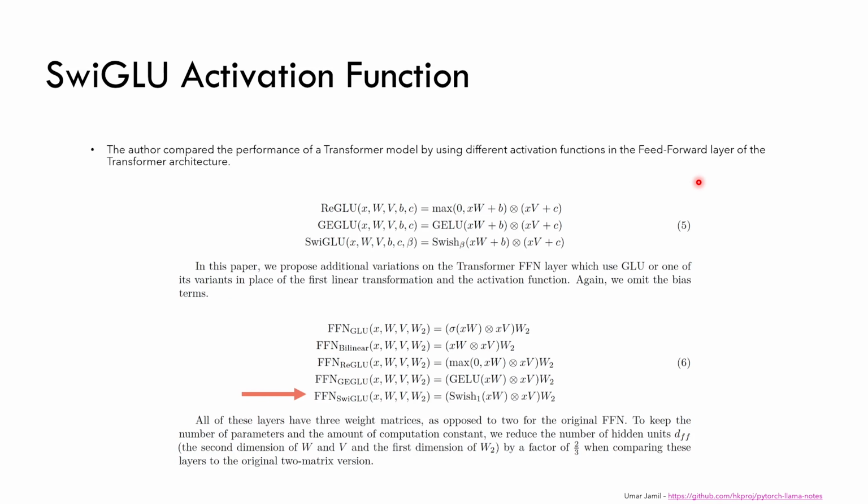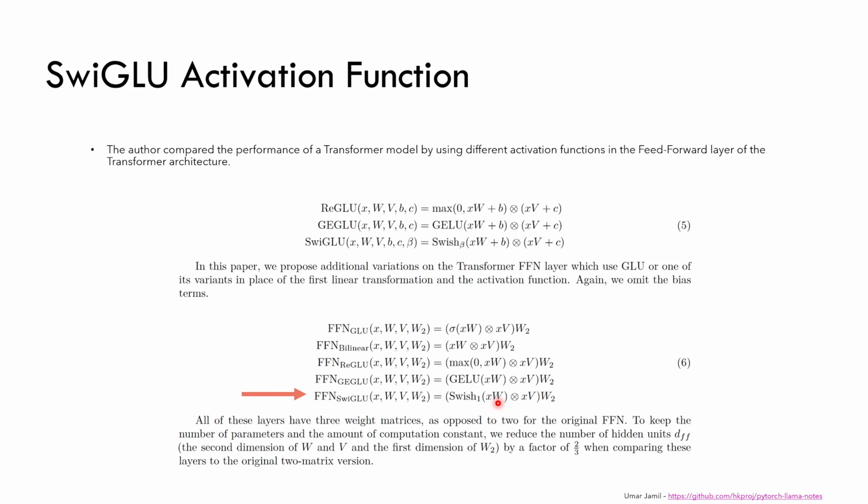The author compared the performance of the transformer model by using different activation functions in the feed-forward layer of the transformer architecture. And the one we are interested in is this SwiGLU here, which is basically the swish function with beta equal to 1 calculated on x multiplied by a W matrix, which is a parameter matrix, which is then multiplied with x multiplied by V. V is also another parameter matrix, and W2 is another parameter matrix. So compare this with the original feed forward network: here we have 3 parameter matrices, while in the original feed forward network we only had 2.